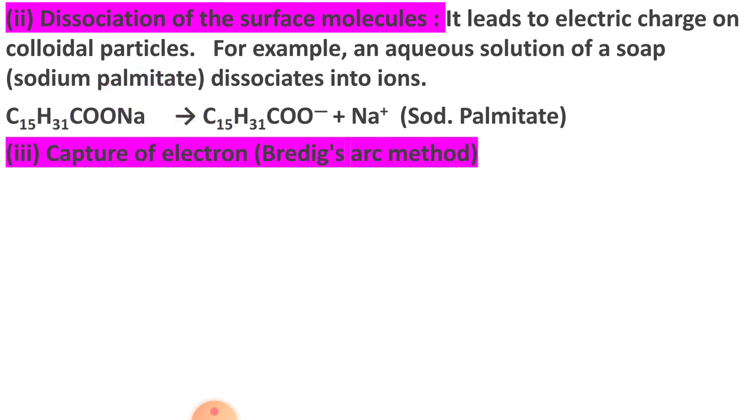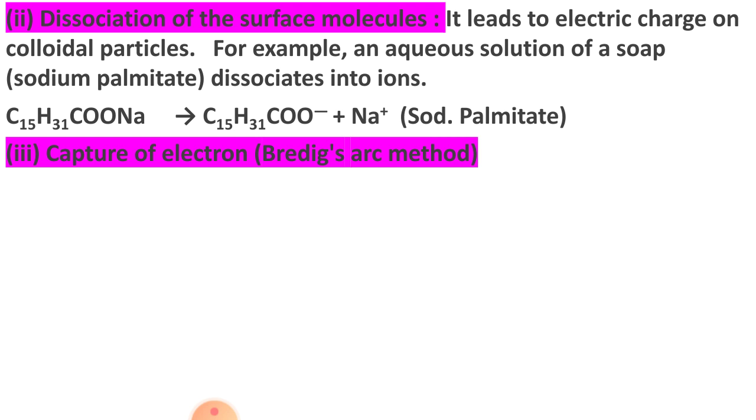Now the third method, capture of electrons, is known as the Bredig arc method. That is, from the air during the preparation of sol. For example, sols of gold and platinum can be prepared by the Bredig arc method. This process involves basically dispersion as well as condensation. By this way, these sols acquire negative charge. This method I told you in the previous lecture.